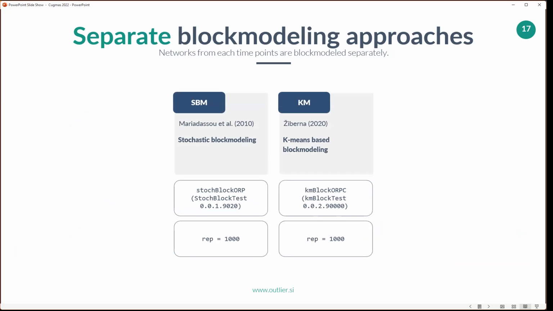Then we block model these generated networks. First, we use separate block modeling approaches. This is what you would do if you were doing this analysis before 2014. You would use either stochastic block modeling or the k-means block modeling approach, or maybe the generalized block modeling approach. But we use the stochastic block modeling and k-means based block modeling approaches. So we block modeled these networks observed at different time points separately. Here, we did not consider these temporal dependencies.